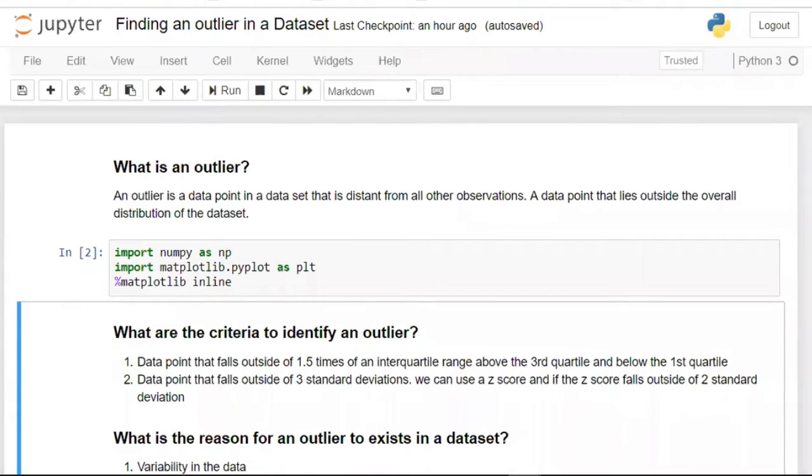Hello all, today we'll be discussing how to find an outlier in a particular data set. First of all, to begin with, guys, outliers are important for some use cases, and they may also not be important for some use cases. So let me take an example. Suppose I have a use case called a credit card fraudulent data set.